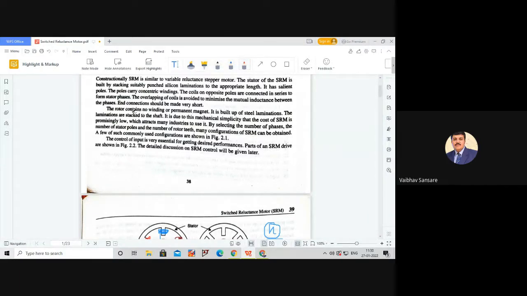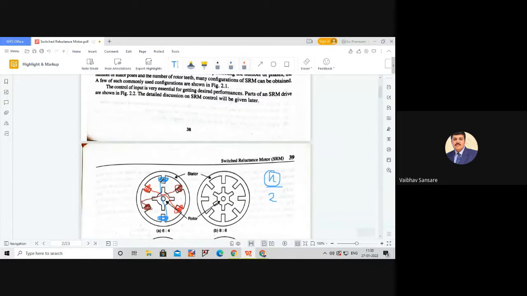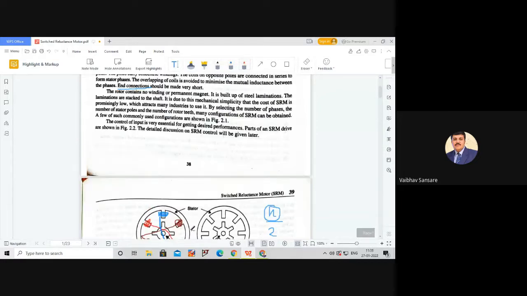And how do we avoid this particular overlapping? For this purpose, whatever connections of coils are there, that coil connection should be as short as possible. That will avoid the overlapping of coils, and that will minimize the mutual inductance between two phases. Okay, that is the construction of a stator.